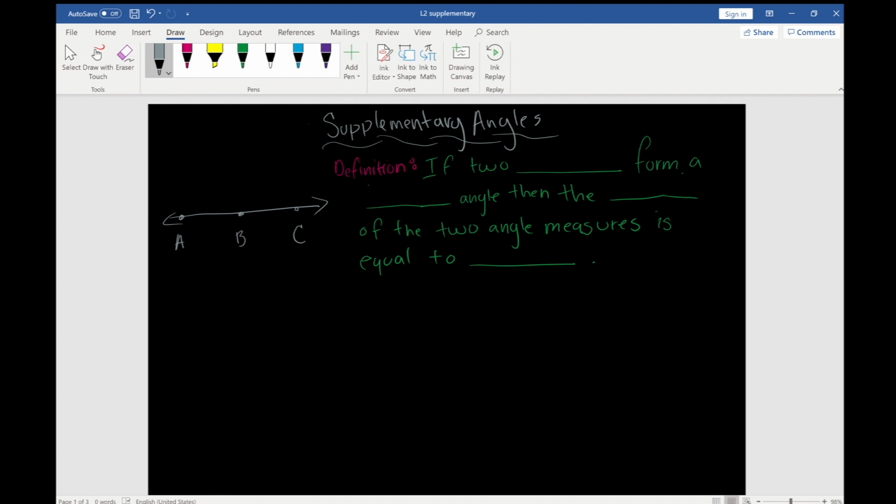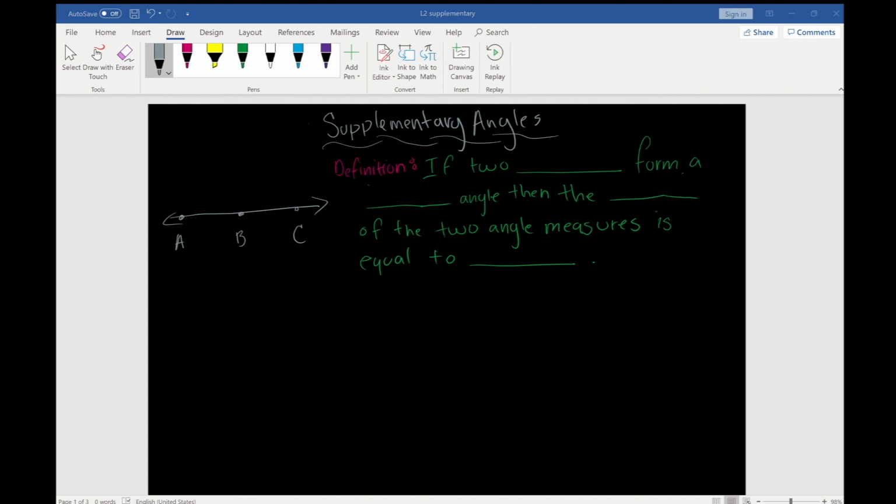Well, today we're going to continue with angle relationships. We're going to go over supplementary angles. Before we get started, I want to show you exactly what a straight angle is, because a straight angle is essential for supplementary angles.